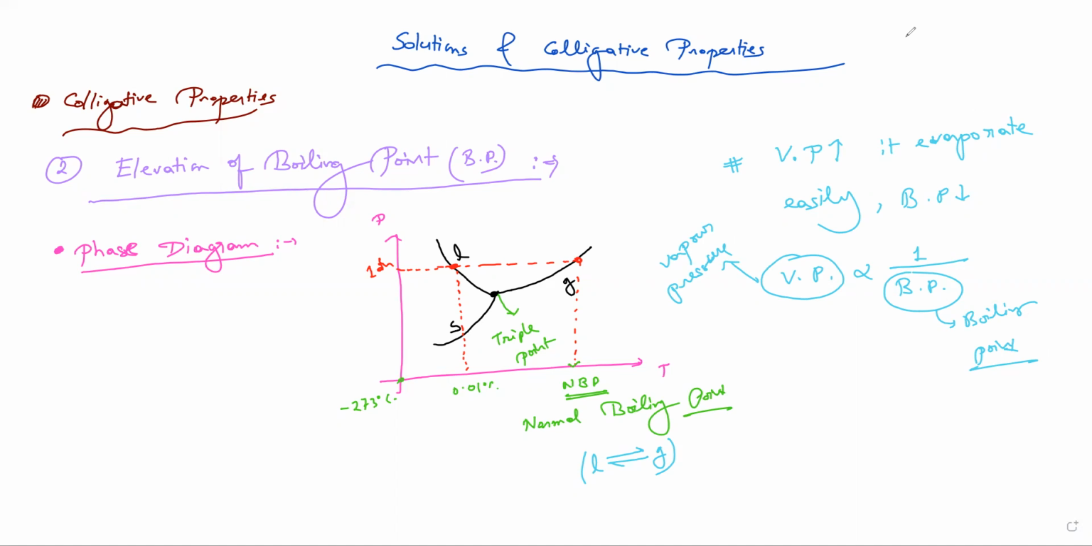Now, always remember, suppose this one is a pure solvent. Now you are adding a non-volatile solute. NVS means non-volatile solute. If you add a non-volatile solute, boiling point increases. Okay, boiling point increases. Is it clear? Any doubt regarding this part?